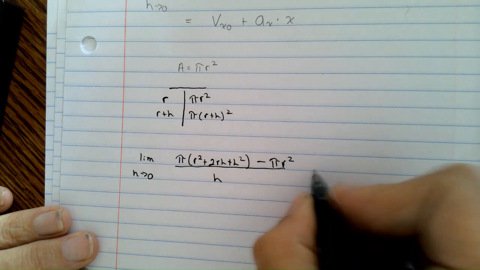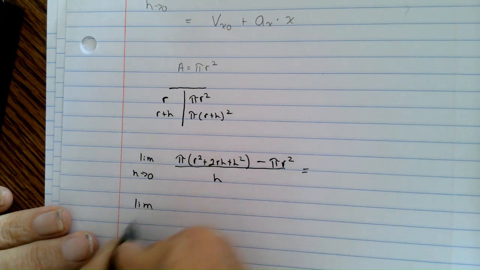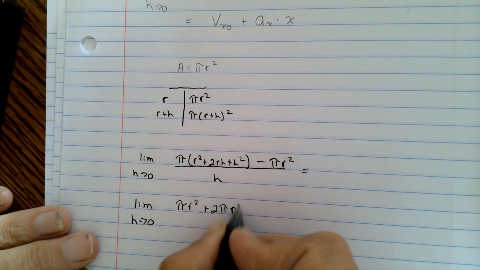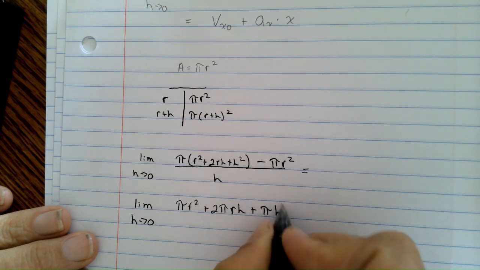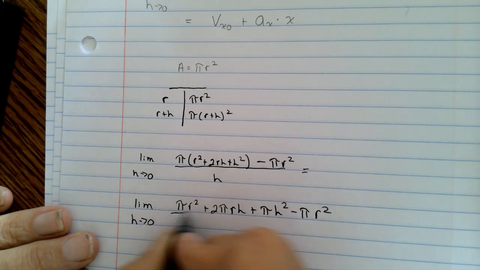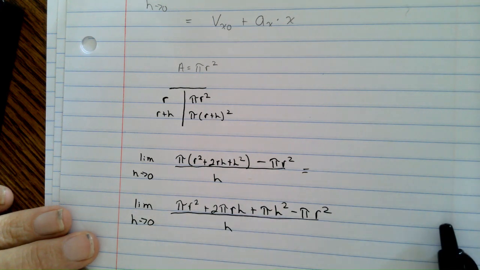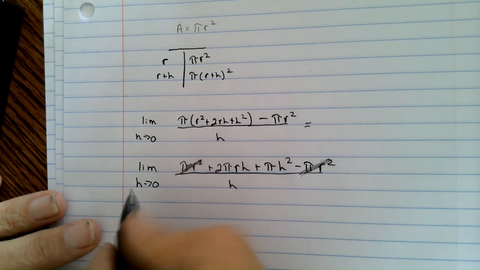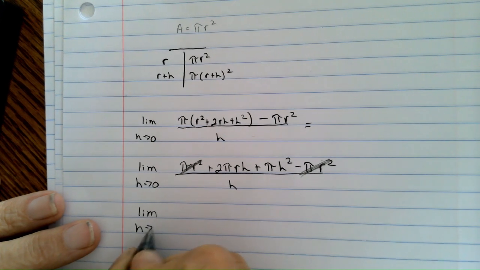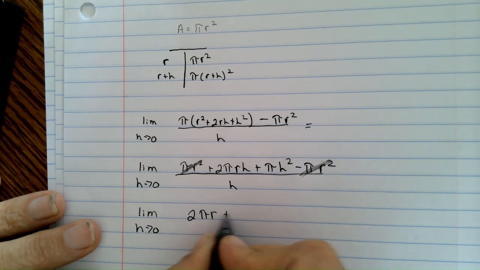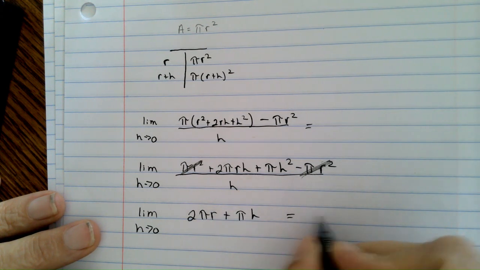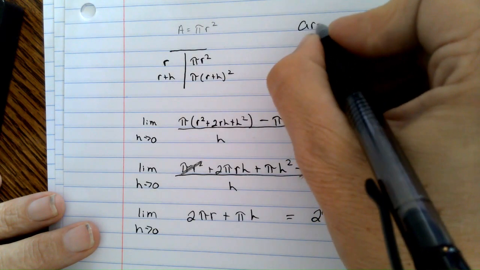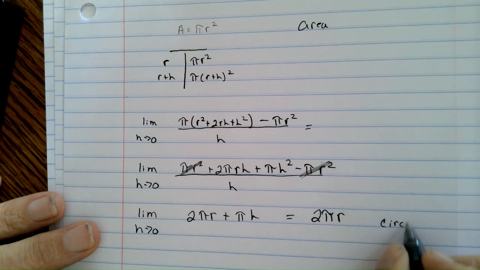All over h is the limit as h approaches 0 of pi r squared plus 2 pi rh plus pi h squared minus pi r squared all over h. Cancel, cancel, and then we're going to factor an h out of everything. The limit as h approaches 0 of 2 pi r plus pi h. When h is 0, we get 2 pi r. We started with area, and we ended with circumference.